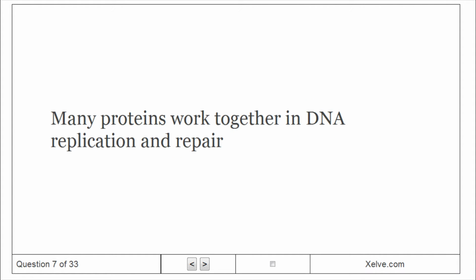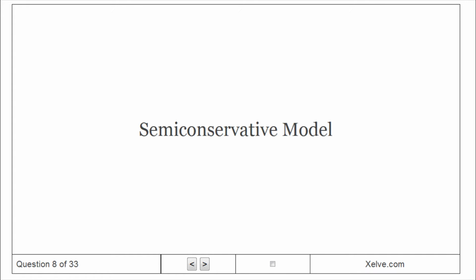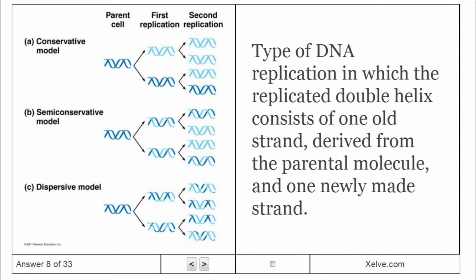Many proteins work together in DNA replication and repair. Semiconservative model. Type of DNA replication in which the replicated double helix consists of one old strand, derived from the parental molecule, and one newly made strand.